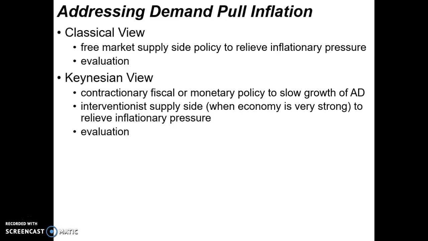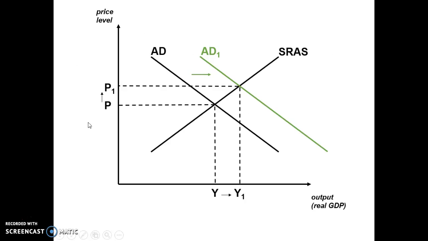The problem with that is getting rid of those laws and regulations that in the first place were meant to help ordinary people. The alternative view is a Keynesian view, and the Keynesian view says use contractionary fiscal or monetary policy to slow the growth of AD. So keep letting AD grow. It would be foolish unless you are suffering from major inflation. It would be foolish to cut back on AD, but maybe slow the rate that AD goes from AD to AD1 to slow the rate of price levels increasing.